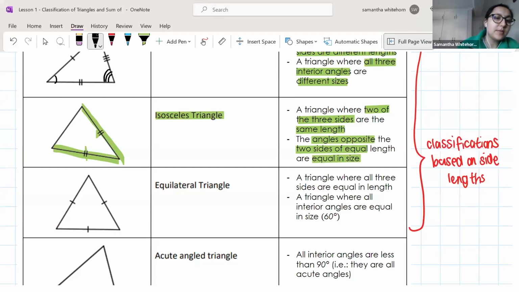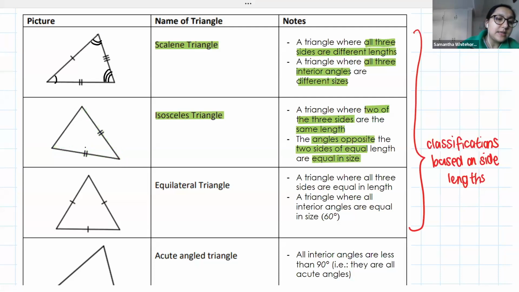So if we go to our diagram again, these angles opposite these sides that are equal to each other are then also equal. So this angle is equal to this angle. And again, this is a geometric reason that we're going to learn about later on in this course. It obviously means the third angle is different from the other two. Okay, so scalene: all three sides are different, all interior angles are different. Isosceles: two of our three sides are equal, and the angles opposite those sides are equal.